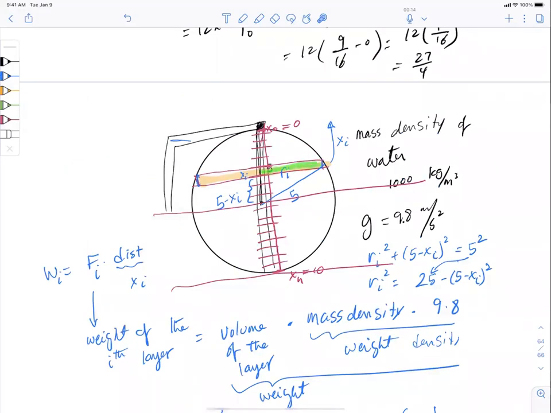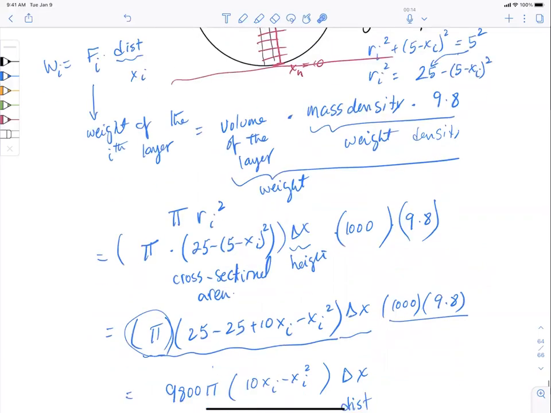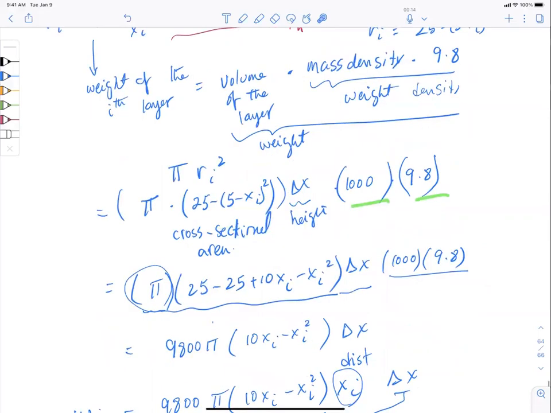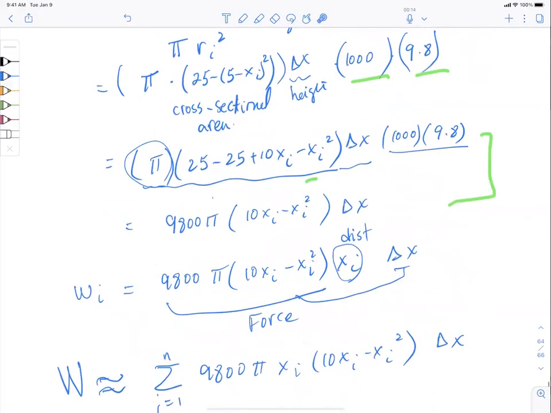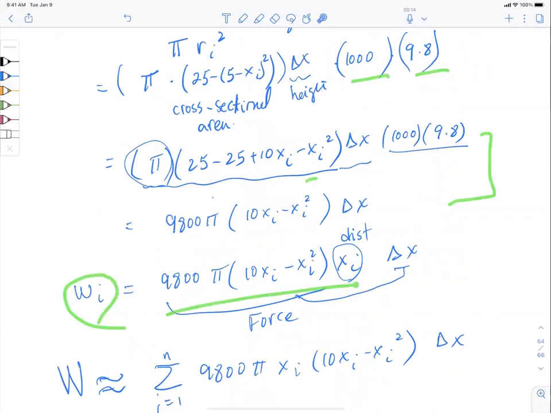r_i, the cross-sectional radius: r_i squared is 5 squared minus (5 minus x_i) squared. So that's how you get this. So you get pi times that, delta x, and then 1,000 times negative. And again, the rest of it is just algebra simplification. So weight is this after simplification.